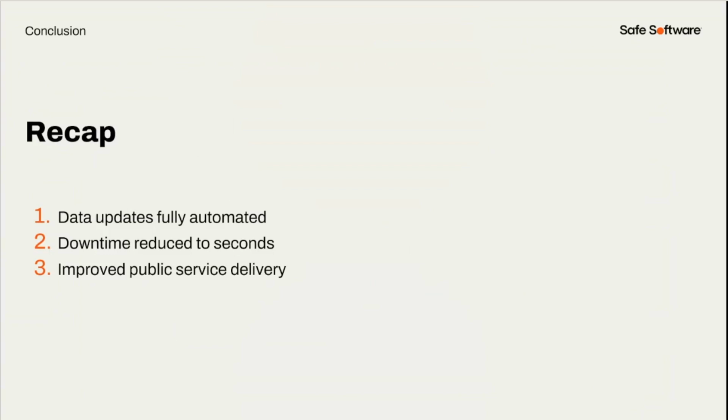I believe that the result of this is that we have fully automated data updates. Downtime, aka data unavailability, can be reduced to a few seconds from minutes or more. And it should only affect users that are zooming or panning right when the swap happens, the data source swap. And overall, this solution improves delivery of services made available to the public.